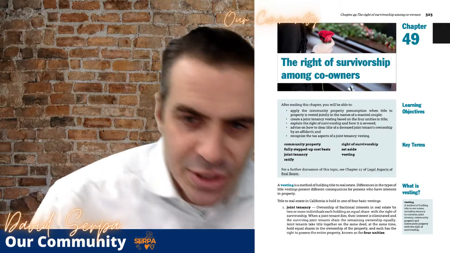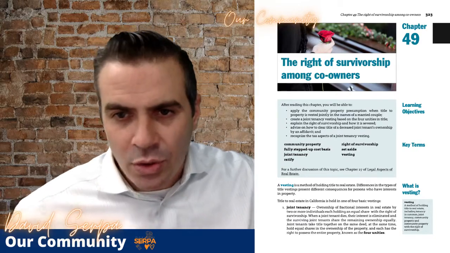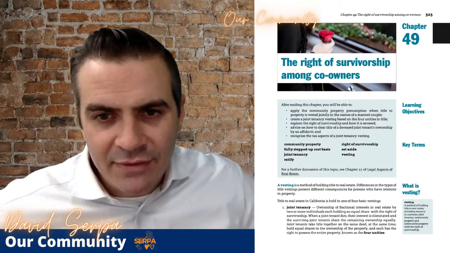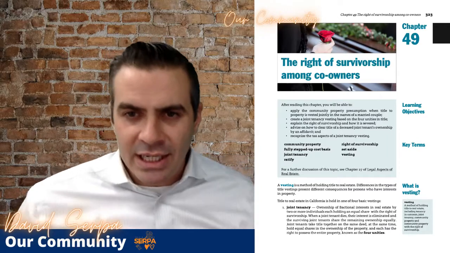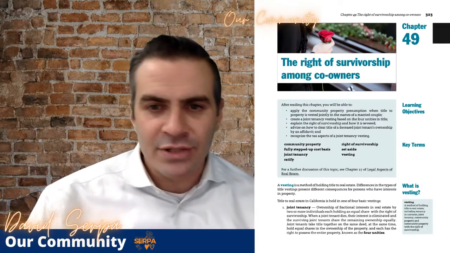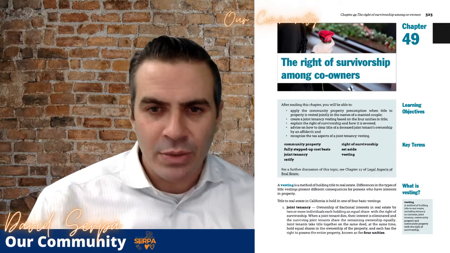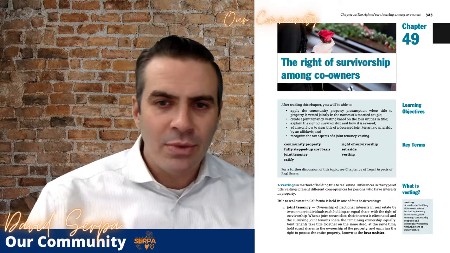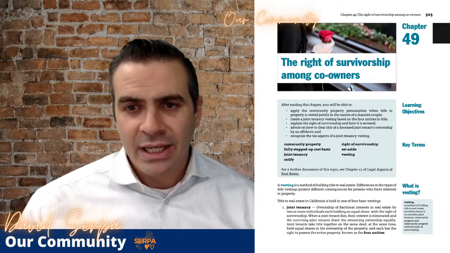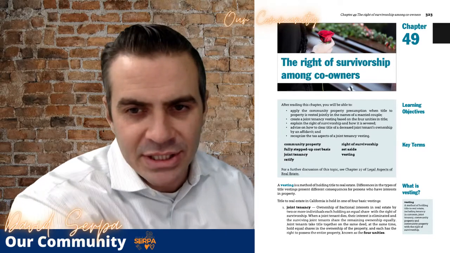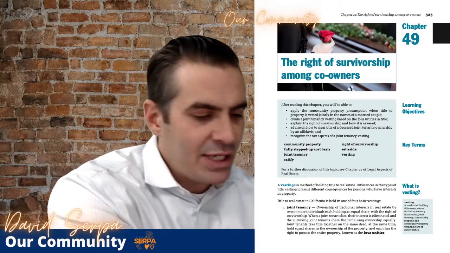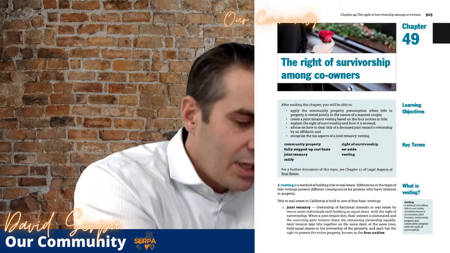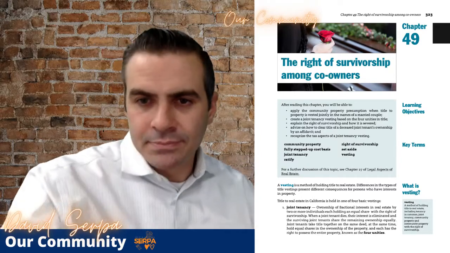Joint tenancy is ownership of a fractional interest in real estate by two or more individuals, each holding an equal ownership with the right of survivorship. When a joint tenant dies, their interest is eliminated and the surviving joint tenants share the remaining ownership equally. Joint tenants take title together on the same deed, at the same time, hold equal shares in the ownership of the property, and each has the right to possess the entire property, known as the four unities.